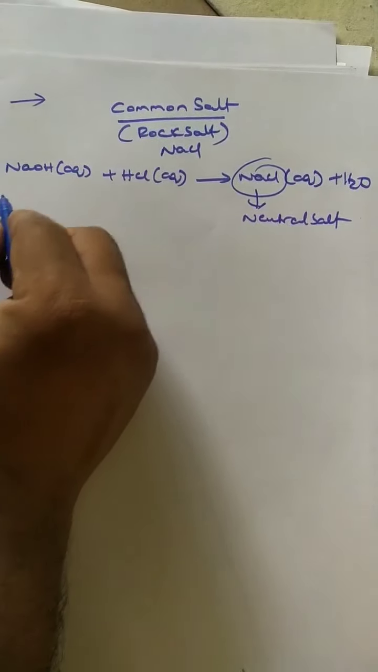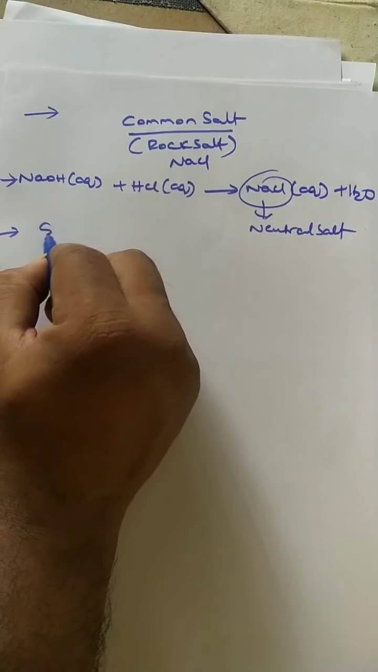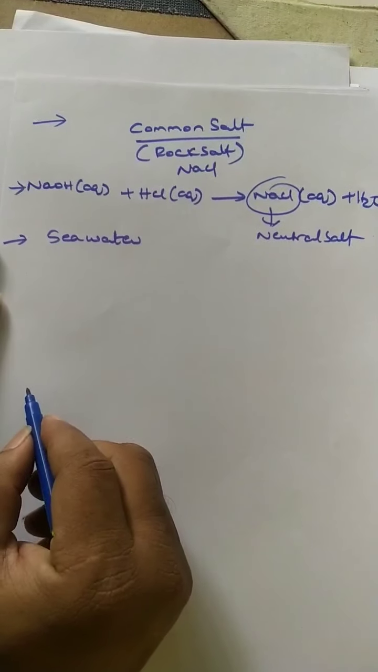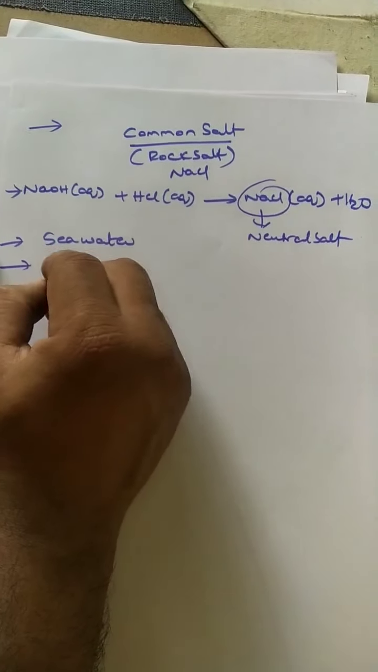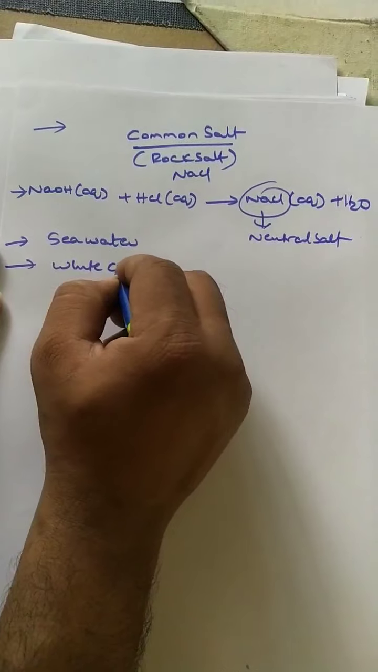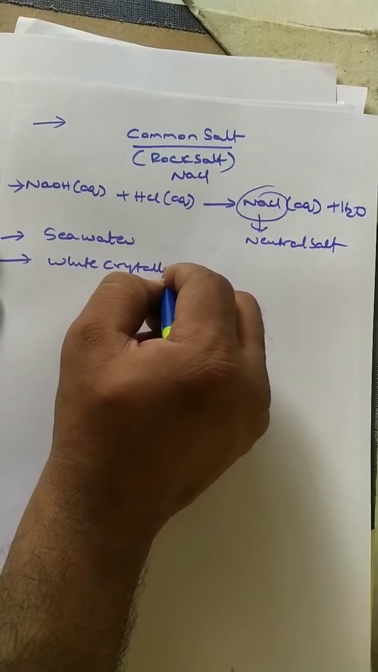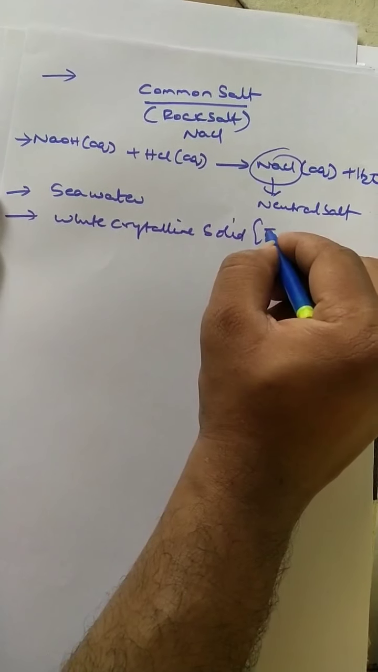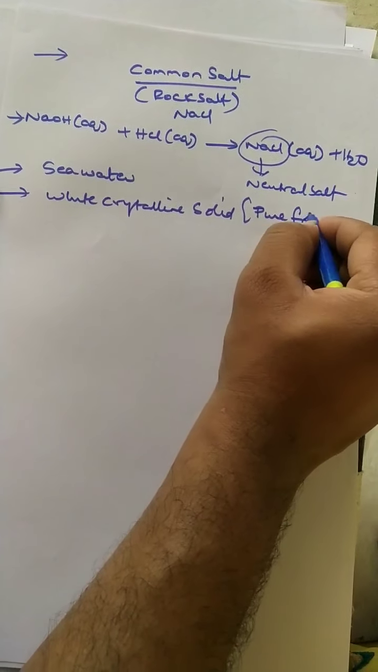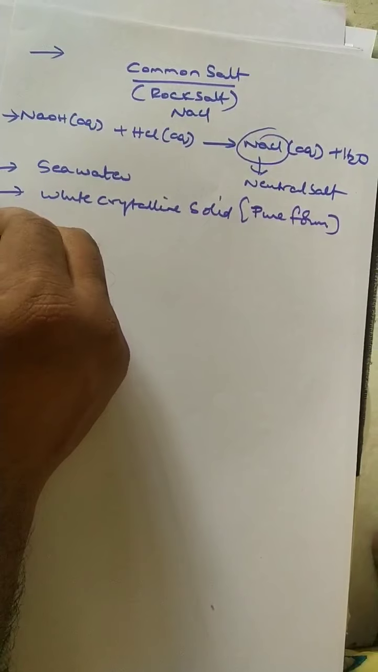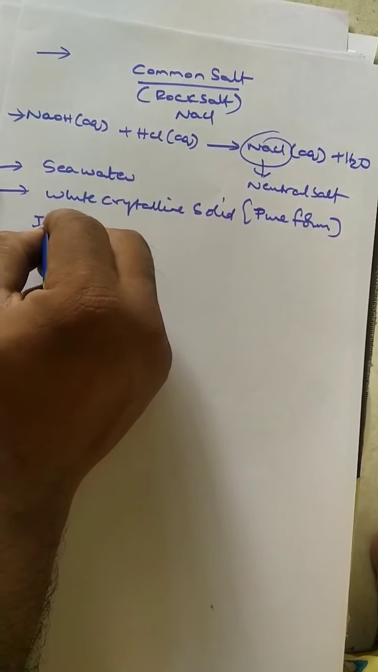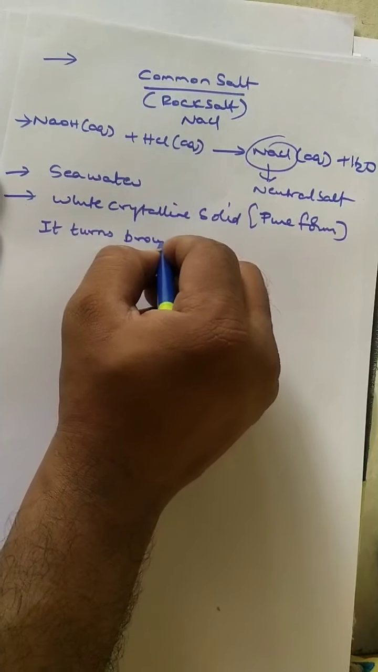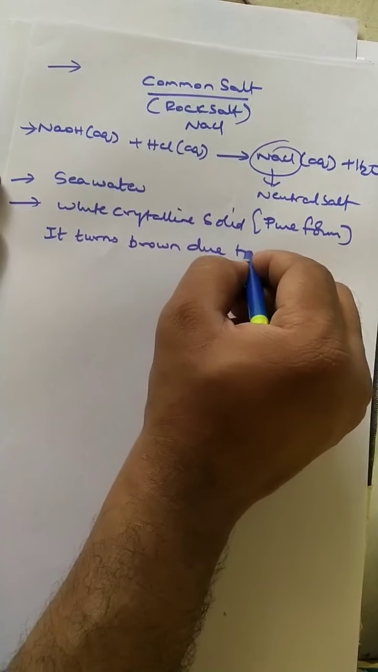This common salt occurs generally in seawater. Its main occurrence is in seawater. When it is in pure form, it is a white crystalline solid. In pure form it exists as a white crystalline solid, and it turns brown due to the presence of impurities.